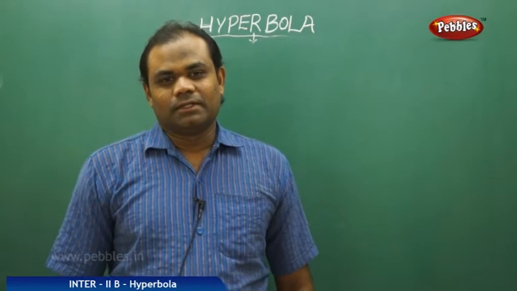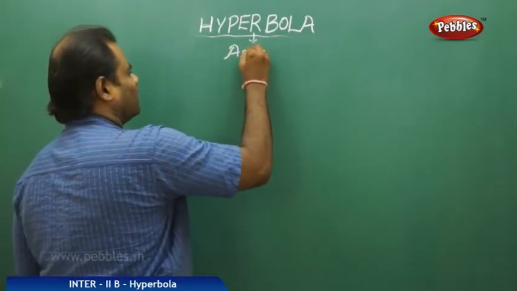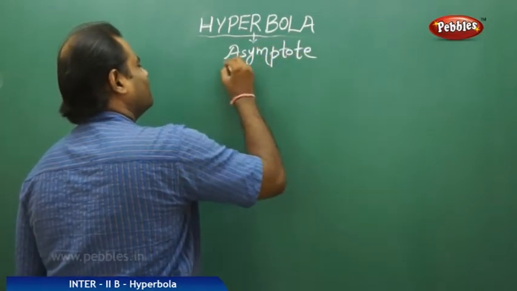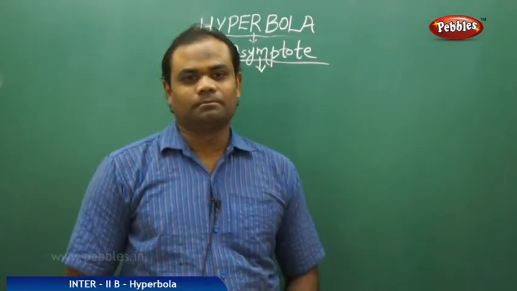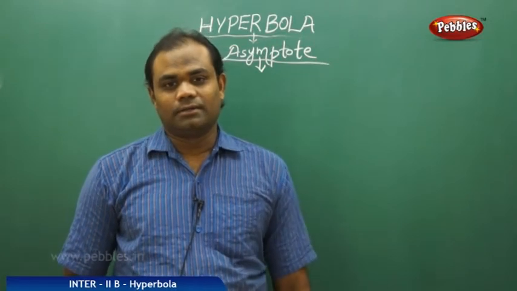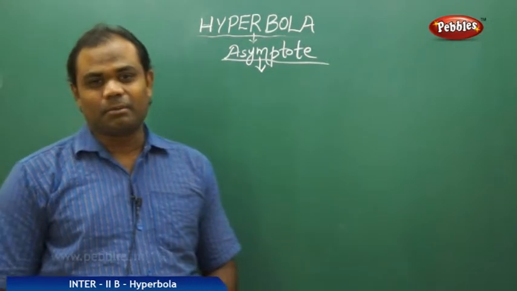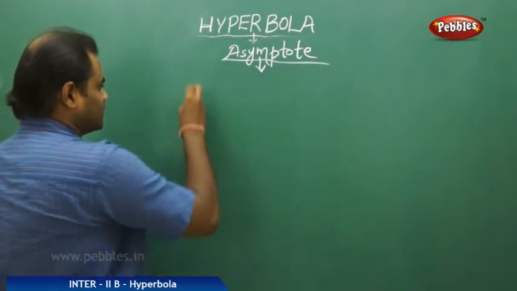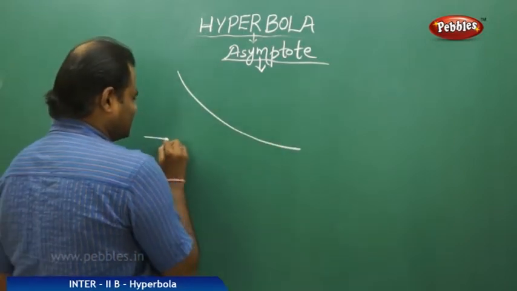Asymptote. Now next we are going to discuss the asymptote of a hyperbola. What do we mean by asymptote for the hyperbola? The word asymptote plays a vital role in the graphing concept of mathematics, and here let's discuss the asymptote of a curve. Say for example, if I take a curve and I take a line.